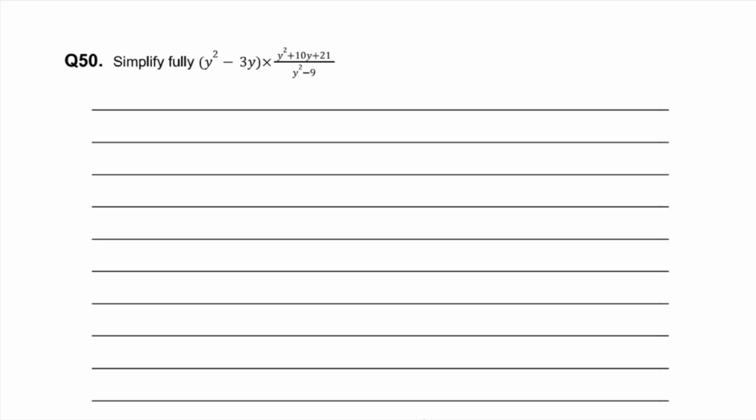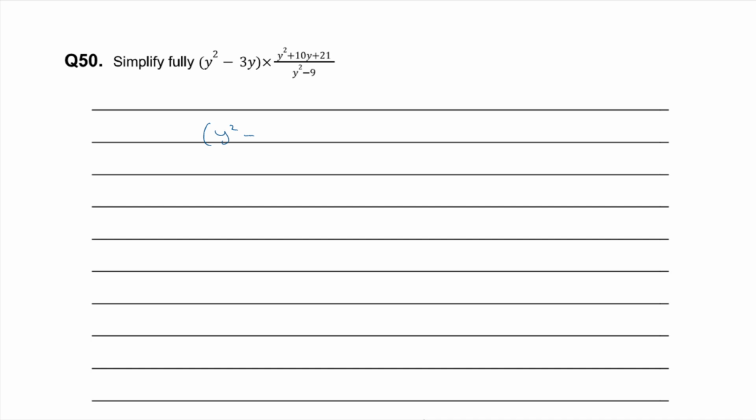Question 50, simplify fully y squared minus 3y times y squared plus 10y plus 21 over y squared minus 9. So again, on the fraction on the right hand side, I've got a quadratic on the top and a difference of two squares on the bottom. So I'm just going to leave the first part as is at the moment. No, I'm not. I'm going to factorize out a y.